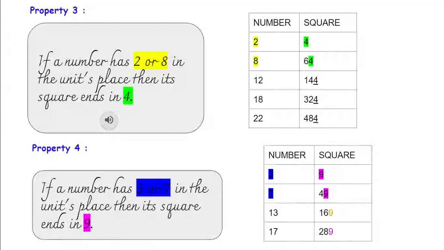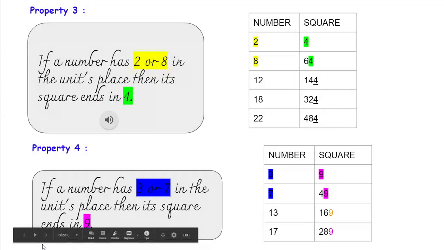7 square is 49. 13, what is the square? 169, with 3 in the unit place, so the unit place is 9. 17 square is 289. 7 is there in the number's unit place, so the square will have 9 at the unit place. So clear? That is property 4.